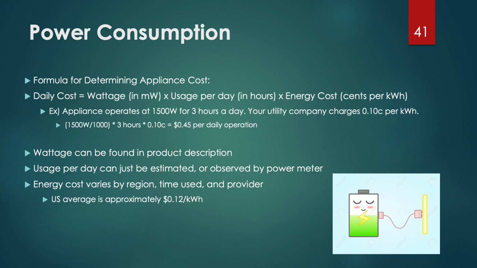So now, how can we use this formula to determine our appliance costs? Well, wattage can typically be found in a product's description or spec sheet. Usage per day can be estimated or observed by a power meter. And lastly, energy cost varies by region, so we went ahead and used the national average of 12 cents per kilowatt hour. Now, let's talk about some of the devices we would have liked to see in our final build.